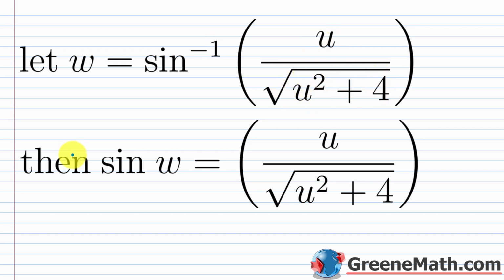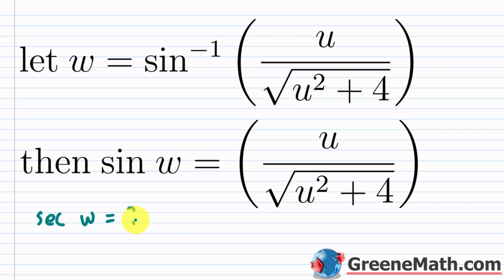So then we can say that the sine of w is equal to u over the square root of u squared plus 4. So once I make this little substitution, now I'm just trying to figure out what is the secant of w. Because again, w is this. So let's say this equals what?